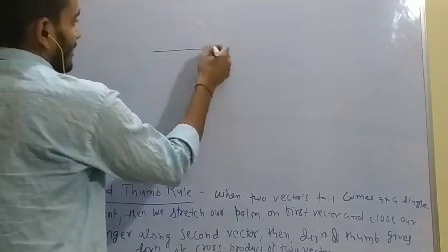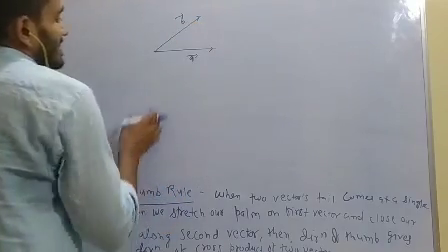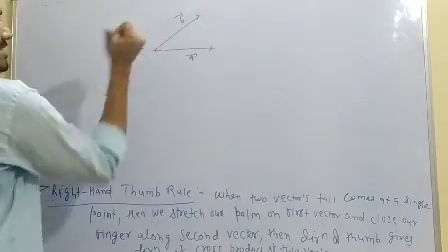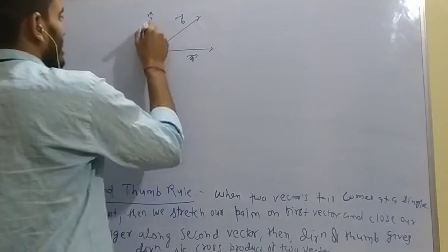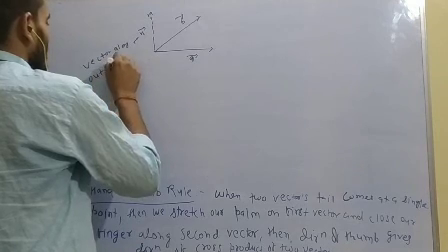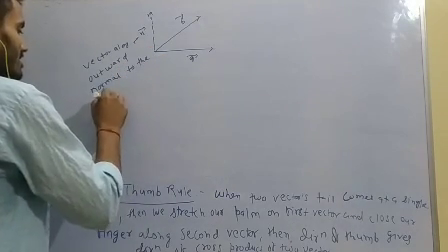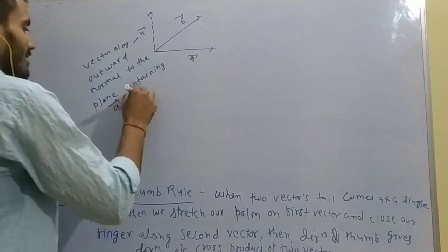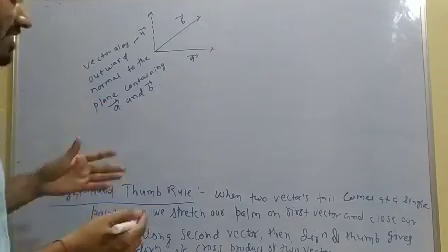Now, vector A, vector B. We stretch our palm on the first vector A, and close our finger along vector B. Then direction of thumb gives direction of A cross B. N vector is the vector along the outward normal to the plane containing vector A and vector B.